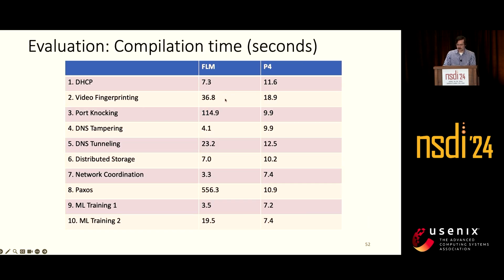And then for compilation time, I have just the time it takes FLM to compile the example, and then the time it takes for the vendor-provided P4 compiler to take that output and write machine code. It usually takes about 2 minutes. There's one outlier here, which is about 10 minutes. So it's pretty reasonable.